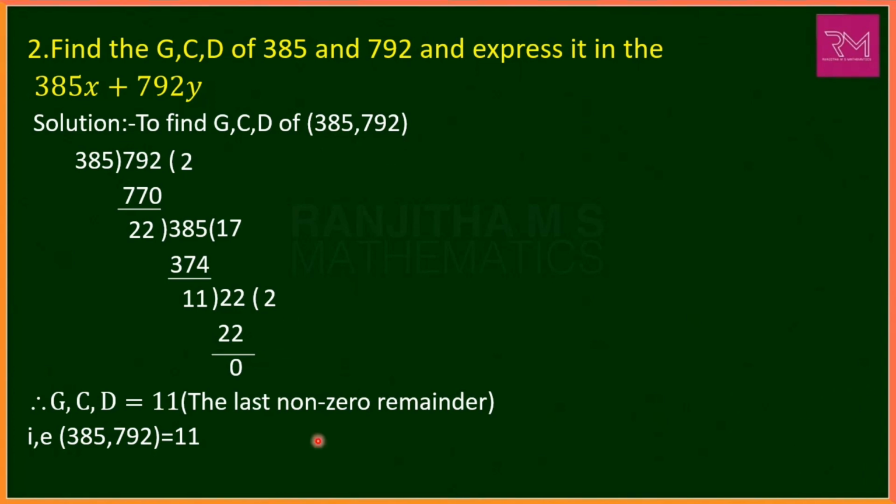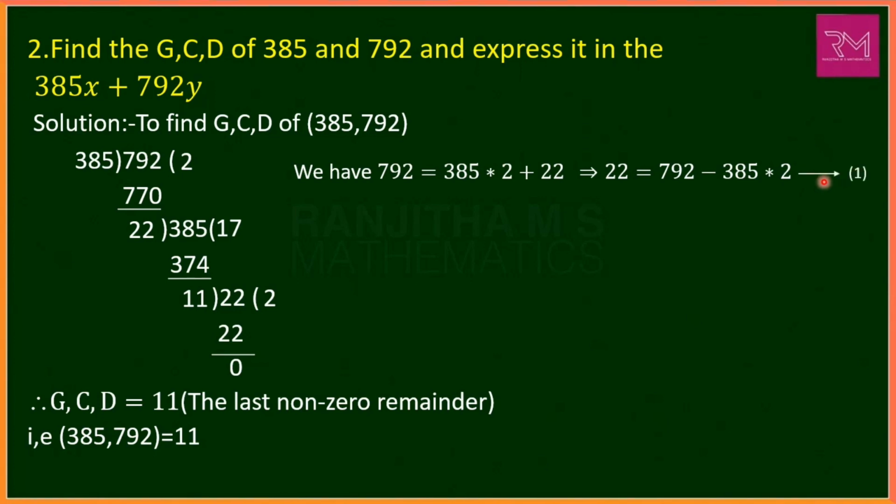Once you obtain the GCD value, with the help of the division algorithm, we have to express it in the form of 385x plus 792y. For the first division, the division algorithm says dividend equals divisor into quotient plus remainder. Here the dividend 792 equals divisor 385 into quotient 2 plus 22. Taking 385 into 2 to the left side, we get 22 equals 792 minus 385 into 2. Call this equation number 1.